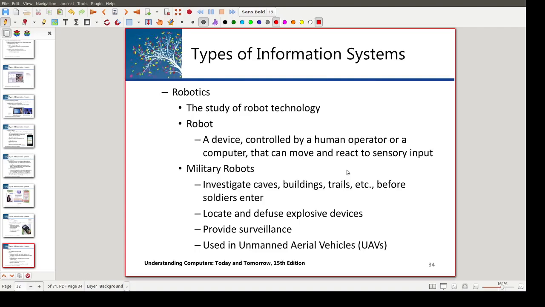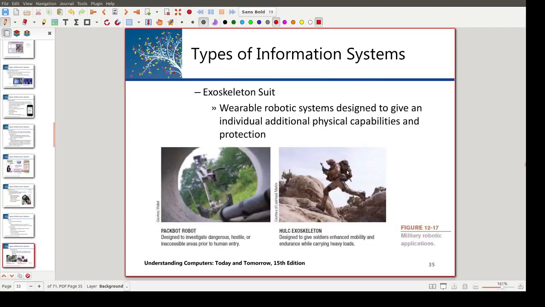Also in military applications, it locates and defuses explosive devices, and we have seen this in Al Alamein. You remember a long time ago there were some mines, and they were defused using similar applications. It can also provide surveillance, and it is used in unmanned aerial vehicles. Unmanned means vehicles that are driven without a human. Okay.